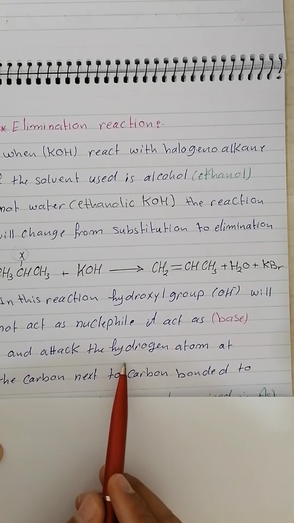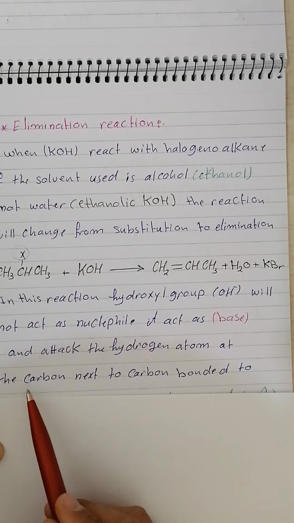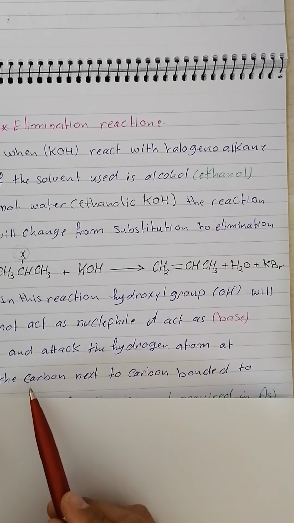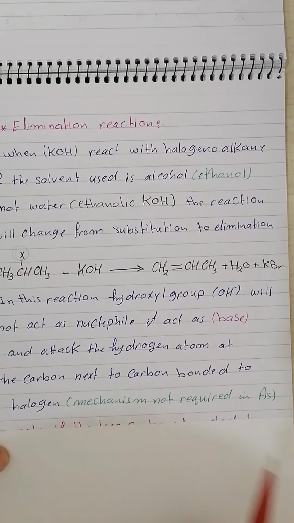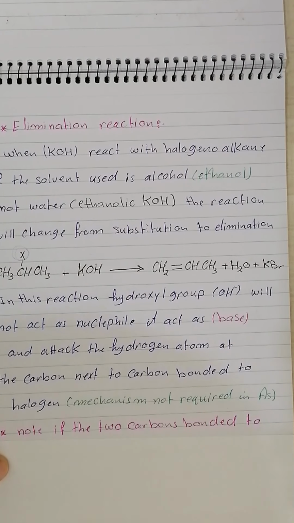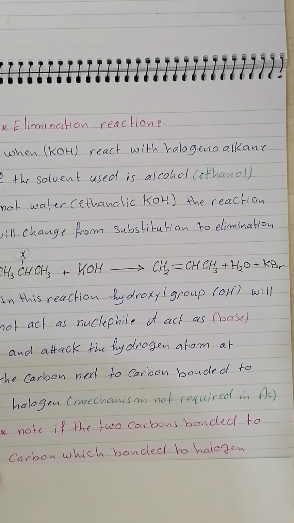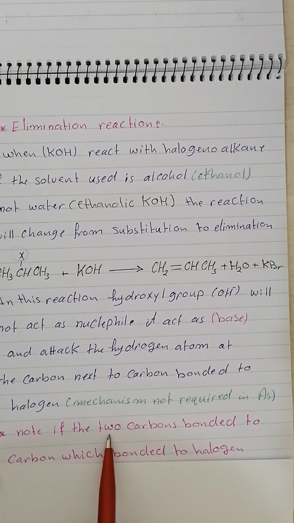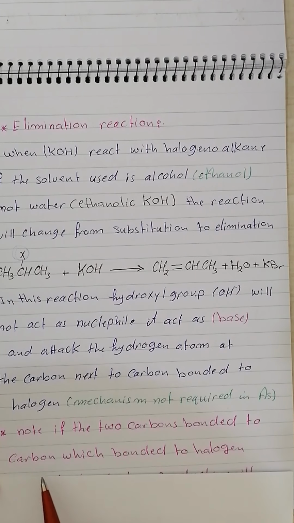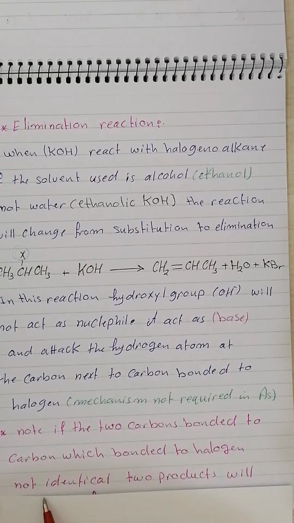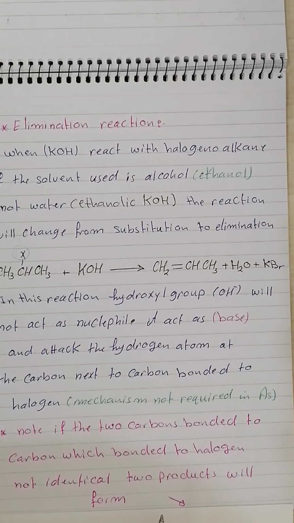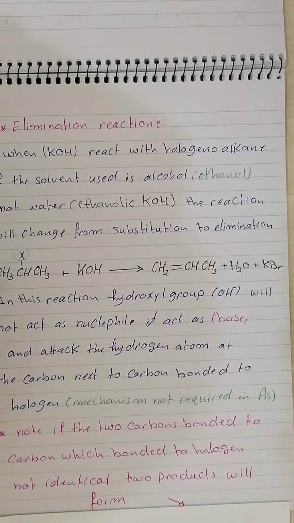And the hydrogen atom attack, the hydrogen atom which is at the next carbon. The mechanism is not required in AS, but I will tell you some points about this mechanism. If two carbons bonded to the carbon which is bonded to halogen are identical, one product will form. If they are not identical, two products will form.